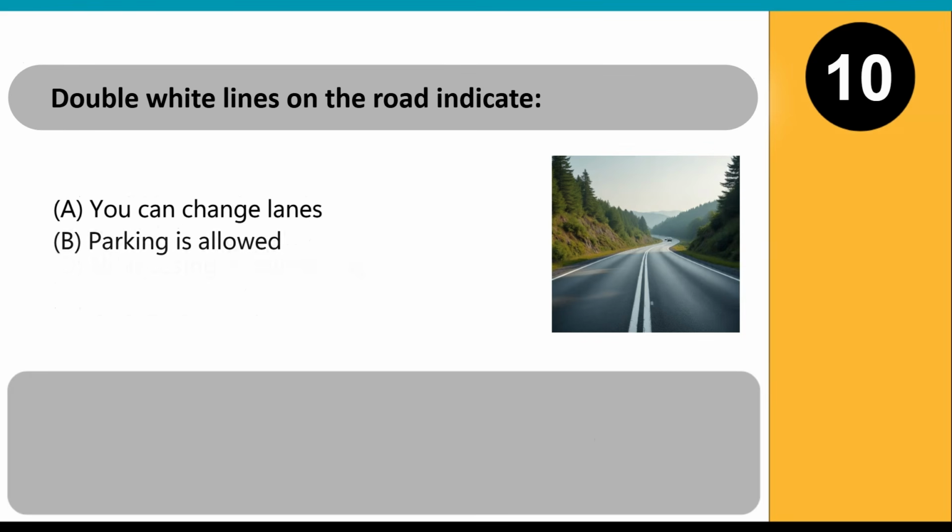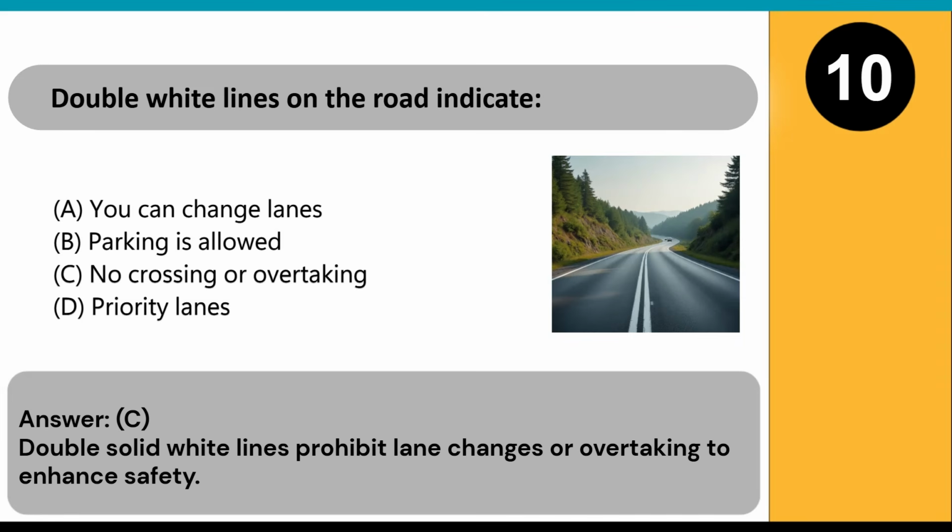Double white lines on the road indicate: A. You can change lanes. B. Parking is allowed. C. No crossing or overtaking. D. Priority lanes. Answer: C. Double solid white lines prohibit lane changes or overtaking to enhance safety.